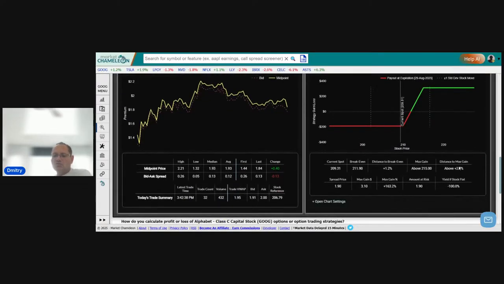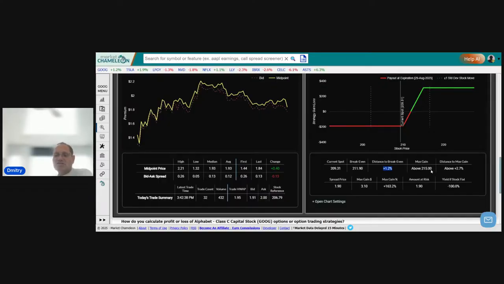And this gives us some summary statistics. Here's the current price. For break even, we need it to go to $211.90, because if we're buying it for $1.90, we need it to be $1.90 above the 210 strike, which means our break even is 1.2% away from the current spot. We need it to increase at least by 1.2% to hit our break even at expiration.